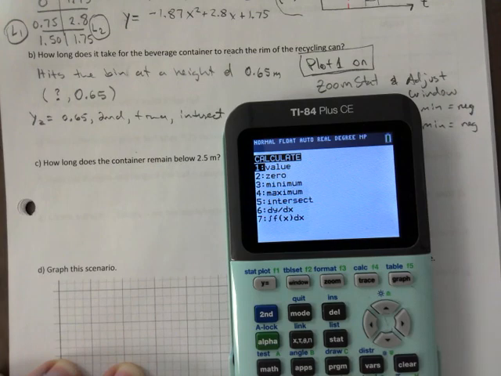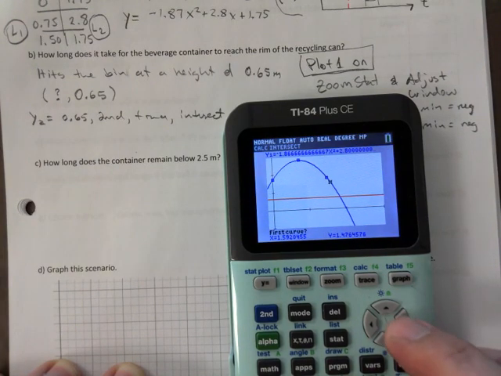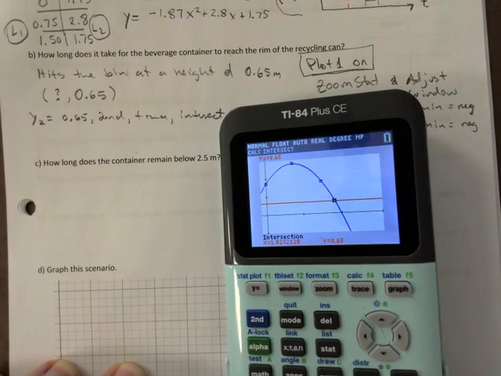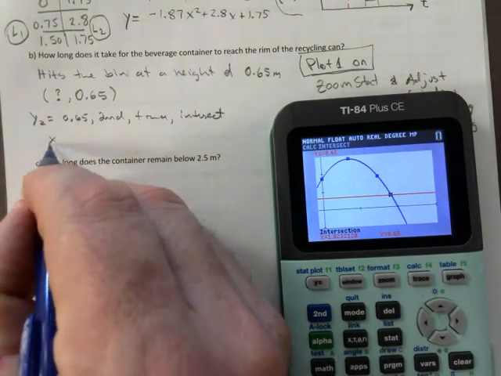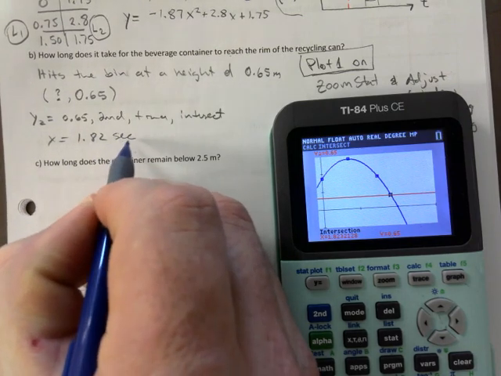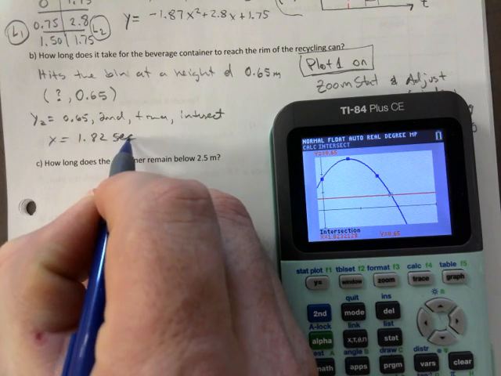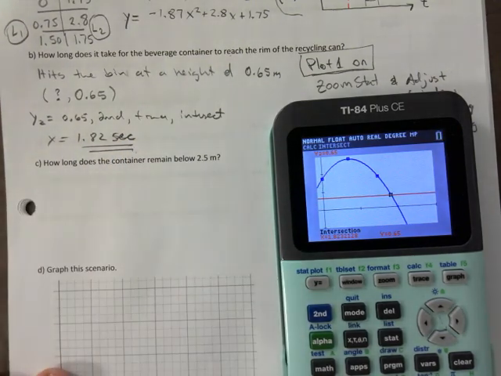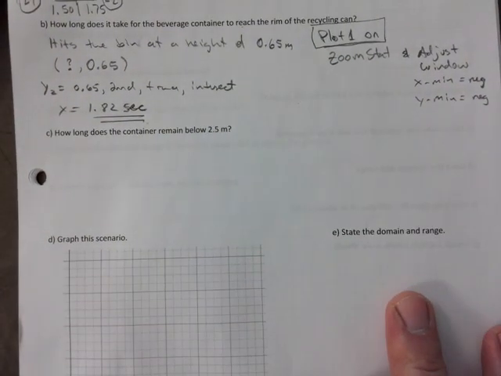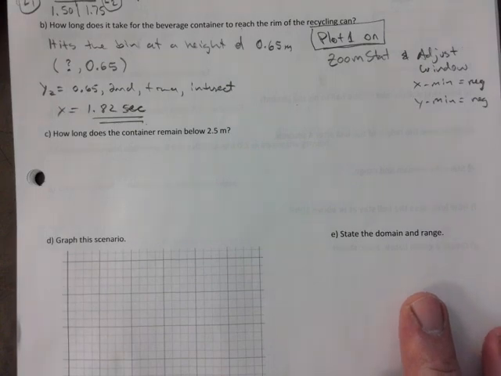So second trace intersect, go closer than the other one, and just hit enter, enter, enter, and I get 1.82. Okay, x is 1.82 seconds. If you put units next to it, you're good to go. I don't require a whole long sentence, but it depends on your teacher, right? That is your final answer.